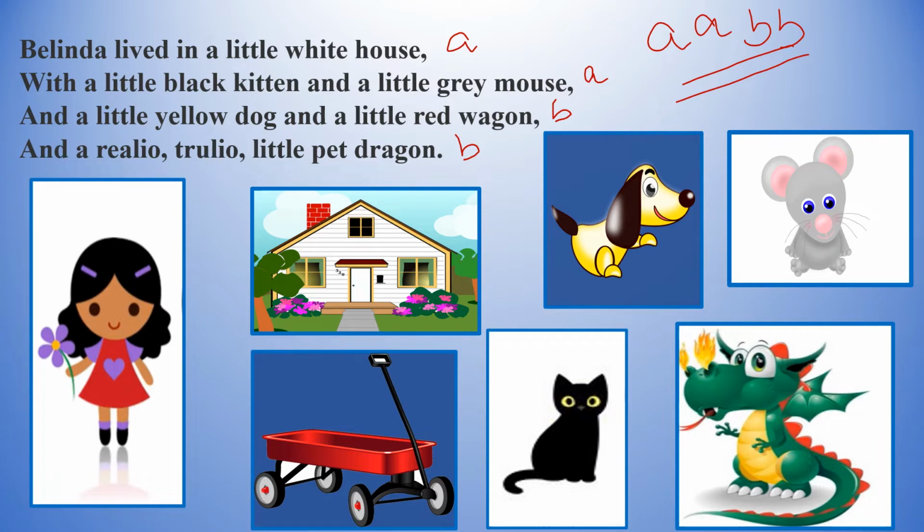Let's discuss the poetic devices used in the stanza. The first poetic device used here is repetition. And here you can see, dear children, the word little is used many times. So this is the example of repetition.